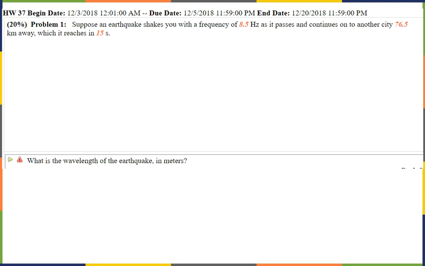Anyway, let's do this problem. Suppose an earthquake shakes you with a frequency of 8.5 hertz as it passes and continues on to another city 76.5 kilometers away and reaches it 15 seconds after it passes you. The question is simple. What is the wavelength of the earthquake in meters? You said it shakes you? Yeah, it shakes you.